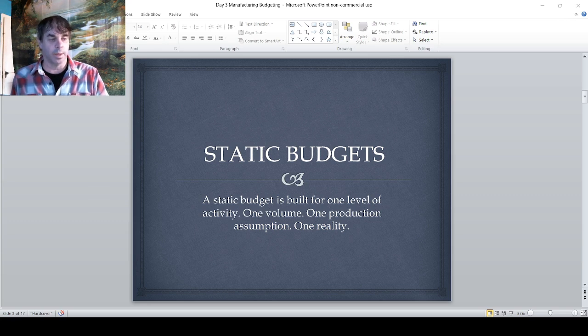For example, imagine you budget $10,000 to produce 1,000 units, but your factory actually produces 1,200 units. A static budget might show you are over budget. But most of that over is just more units being made. Static budgets are easy to prepare, but they lie when compared to reality.